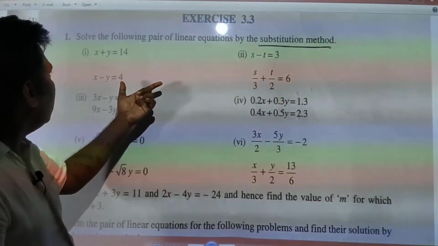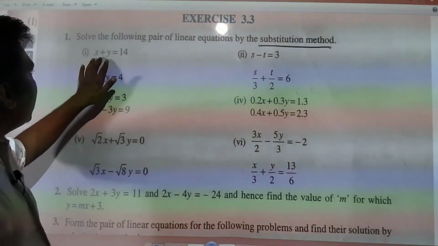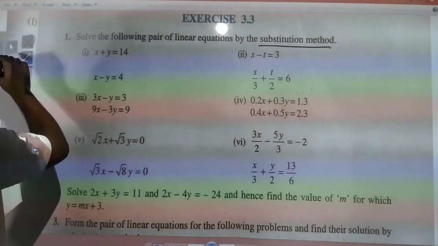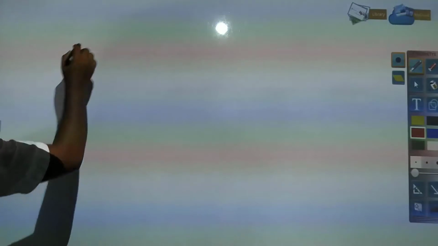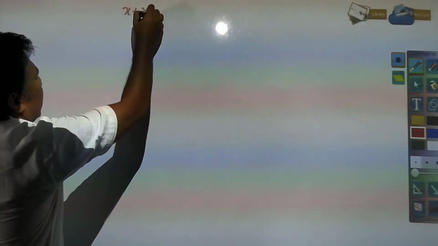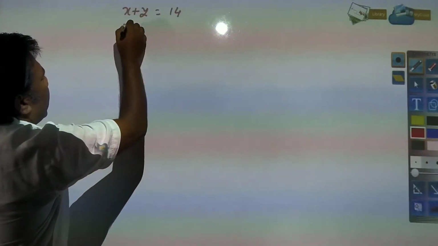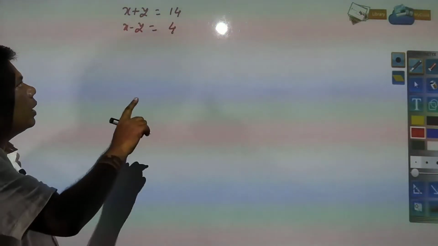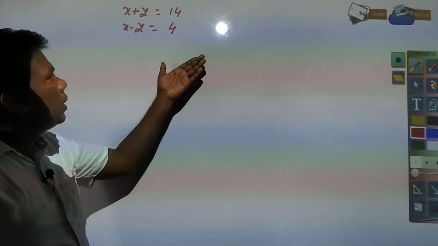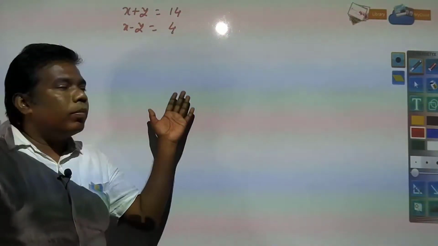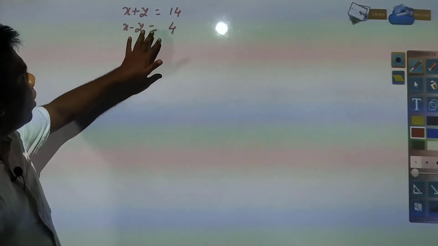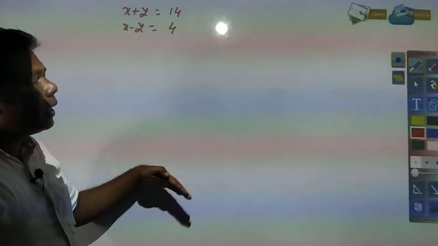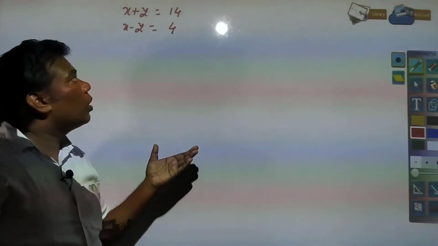So here we will see how we will solve this. x plus y is equal to 14 and x minus y is equal to 4. Already when I was explaining the substitution method on that day, it was explained in a proper way, but now also you see properly, so that the rest of the questions you should be able to solve.